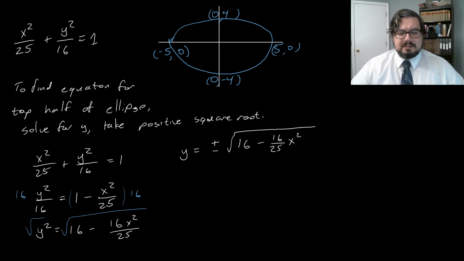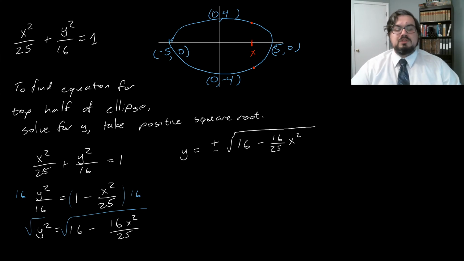So this means that y could be one of two numbers based on the value of x that we look at. And of course, this is what we expect. If I choose a particular value of x here, then there are two different values of y that give me a point on the graph. So if I want an equation that describes the top half of the graph, I take the positive form of this. So that gives the top half. The negative form gives me the bottom half.